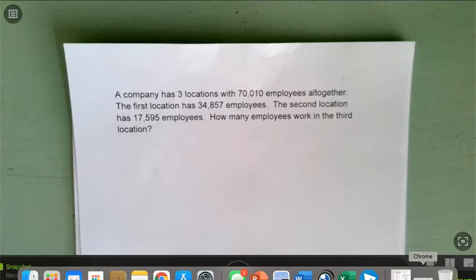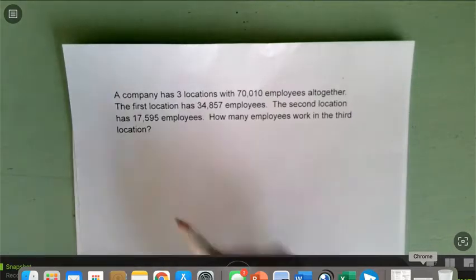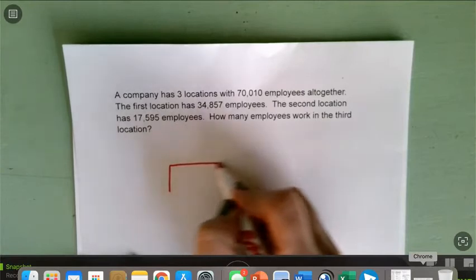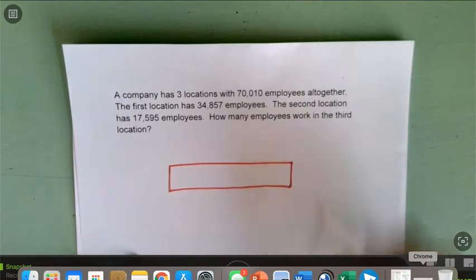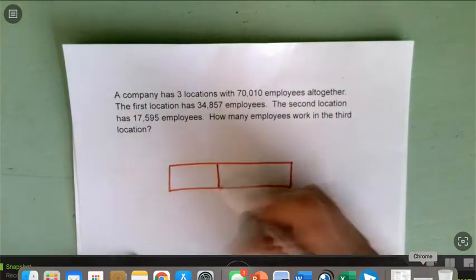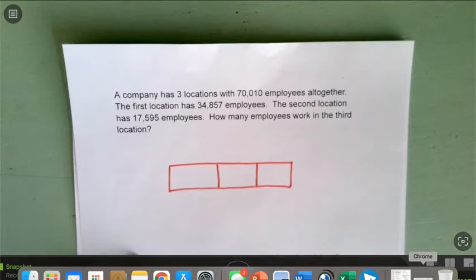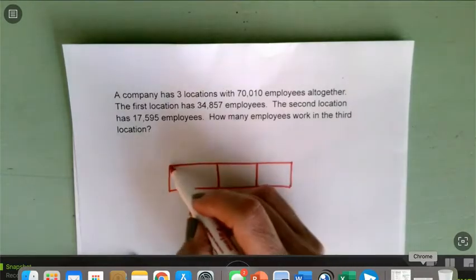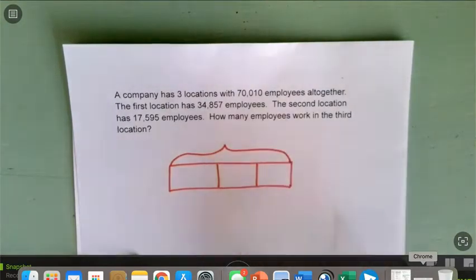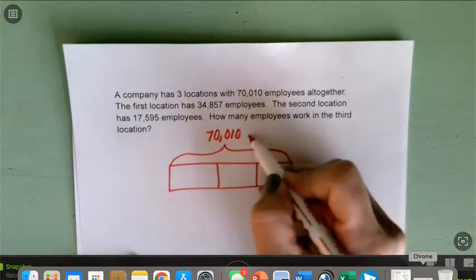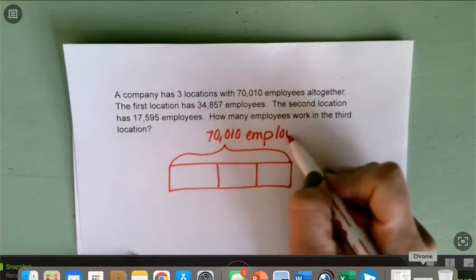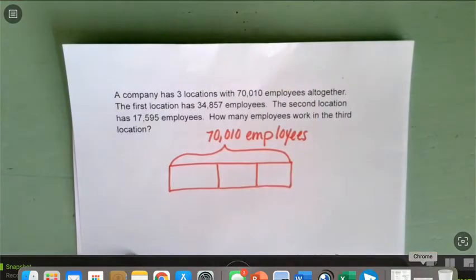Can we draw something to represent that there are 70,010 employees altogether? Yeah, we can draw a tape diagram. So let's go ahead and draw our tape diagram. How many locations are there? There are 3. So I'm going to partition my tape diagram into 3 parts. They're not equal, and that's okay because we're not exactly sure if they're going to be equal or not. And then we know that altogether there are 70,010 employees. So we're going to label this employees. All right, so that's the first chunk.